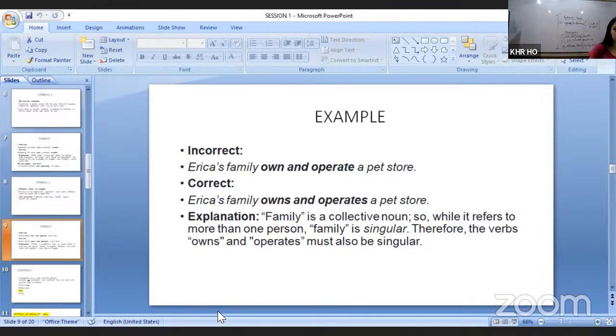Now look at this. Read the incorrect sentence here. Erica's family own and operate a pet store. Why am I saying Erica's family owns and operates a pet store? Why? Family is singular. The subject here is the family, and they own the pet store. With singular, we say he says, she says. So family is singular. Raina, are you clear with this? Yes.